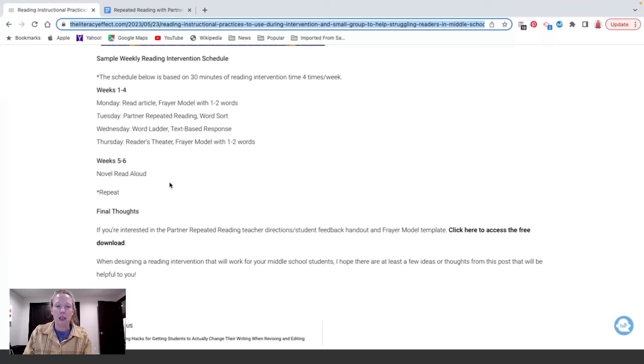And then we come back after those four weeks and I would throw in a novel study and take two weeks for a novel study and then come back around and repeat weeks 1 through 4. So students are getting a nice variety, but yet they're having some consistent instructional practices focused on that fluency piece, the vocabulary piece, the comprehension piece.